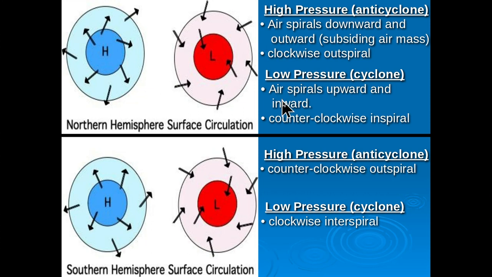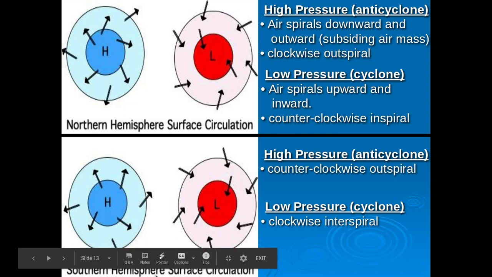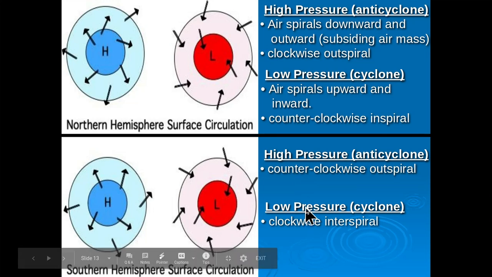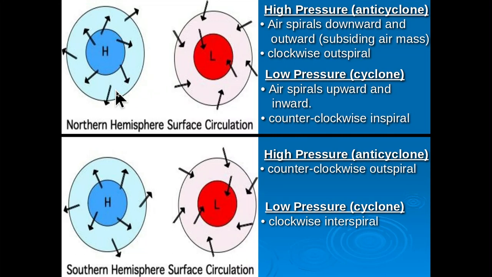In low pressures, on the other hand, air will spiral upwards and inwards, and we would certainly expect that because low pressures are rising air and high pressures are sinking air. So if we come down to the southern hemisphere, then this is a counterclockwise outspiral, but still the high pressure is sinking, only in this case, it's counterclockwise. And then the low pressure is a clockwise spiral. Where we live in the northern hemisphere, we experience high and low pressures in the upper part of the diagram.